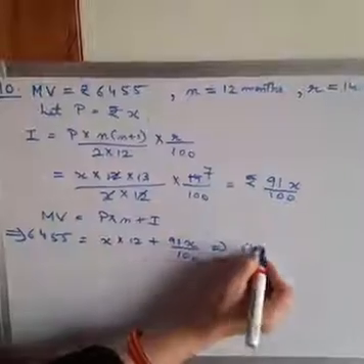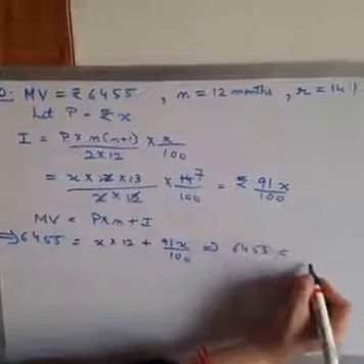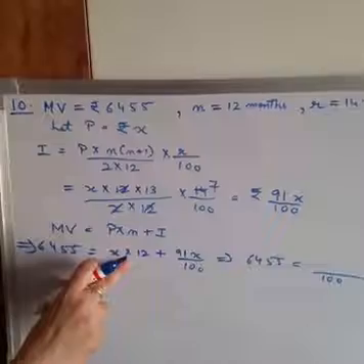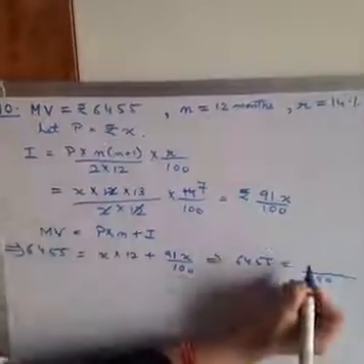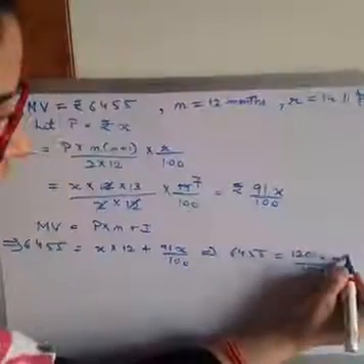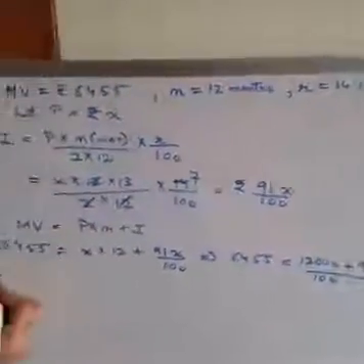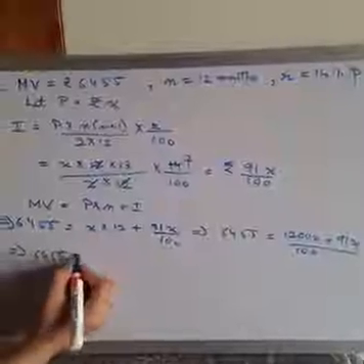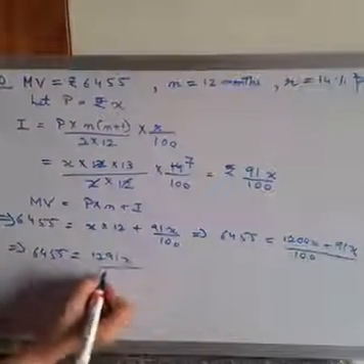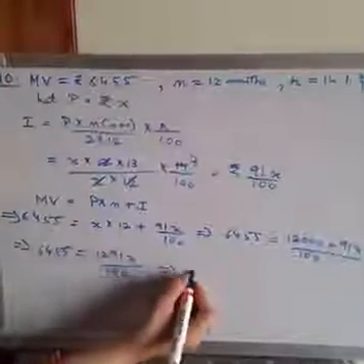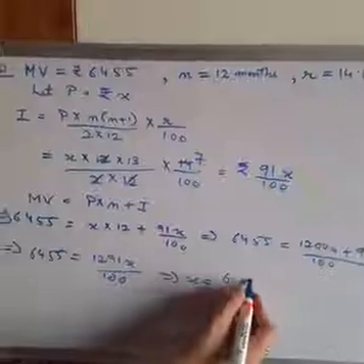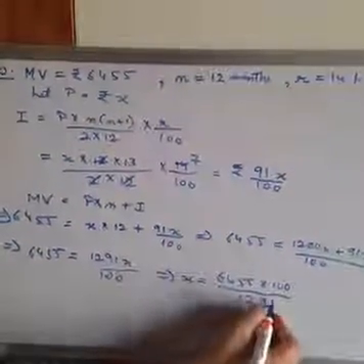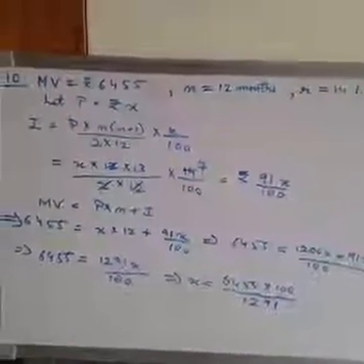So this will give 6455 is equal to... 100 will be the LCM, and so in the numerator we will have 12x into 100, that is 1200x, plus 91x, or this would give 6455 is equal to 1291x upon 100, or this would give the value of x to be 6455 into 100 upon 1291. So now solve this.